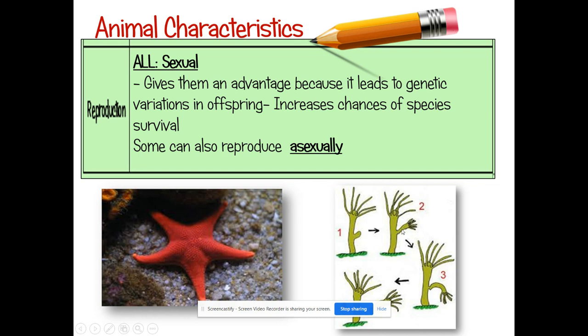Also, budding. This is a hydra, and coral polyps reproduce by budding as well. So do jellyfish. That's when the parent can grow little mini offspring off of their body, and then they detach and can continue growing on their own.